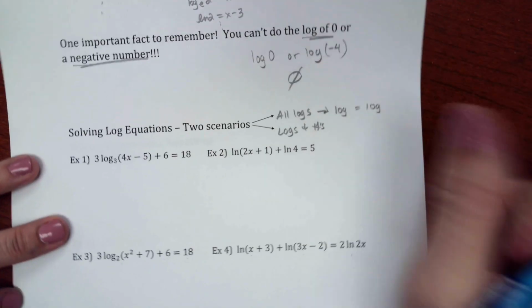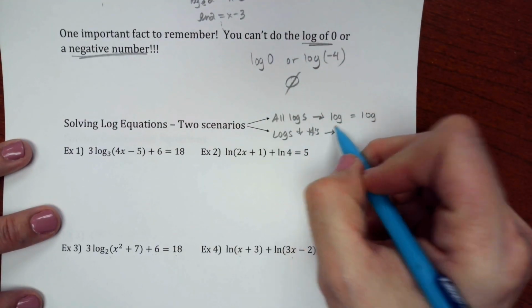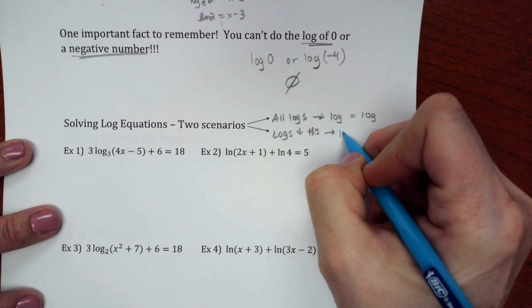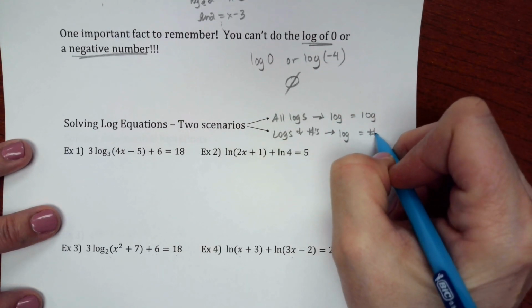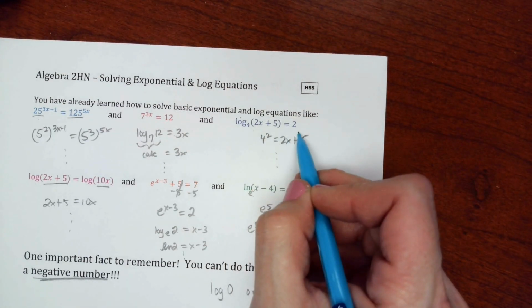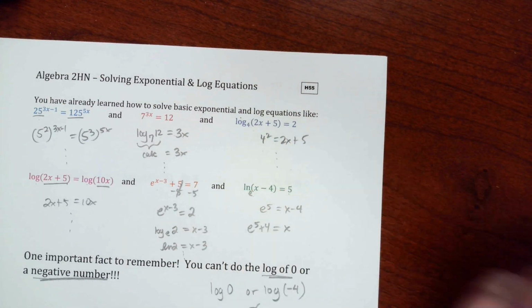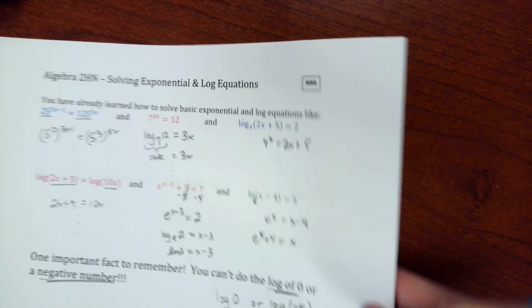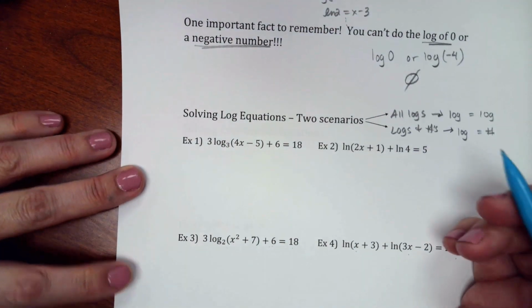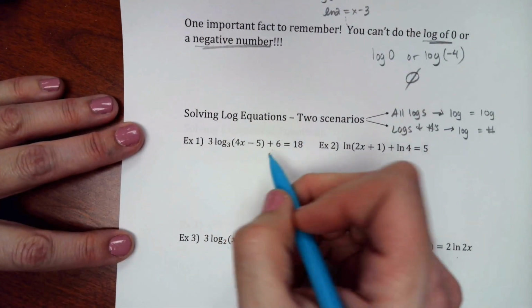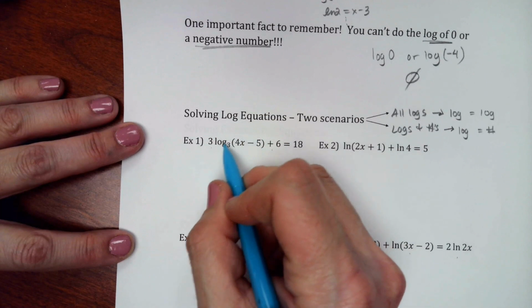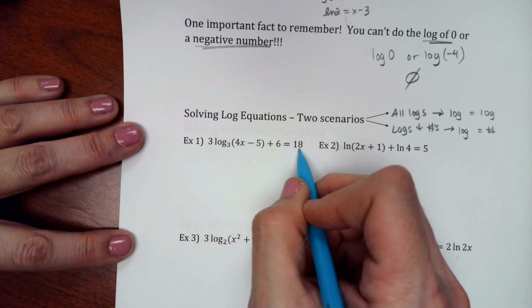All right. If I have logs and numbers, I'm going to try to rearrange the problem to be a log equal to a number. And when I have a log equal to a number, I'm just going to change it to exponent form and solve it that way. Right, so here we go. So you need to get rid of this 6 and get rid of this 3. I need this log alone so that I'll have a log equal to a single number.